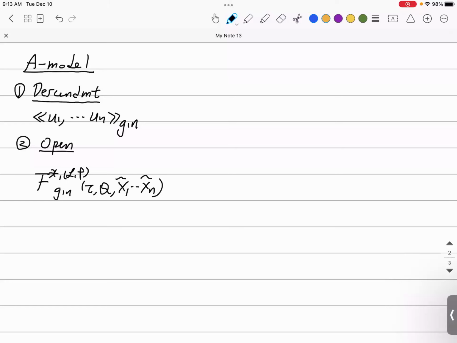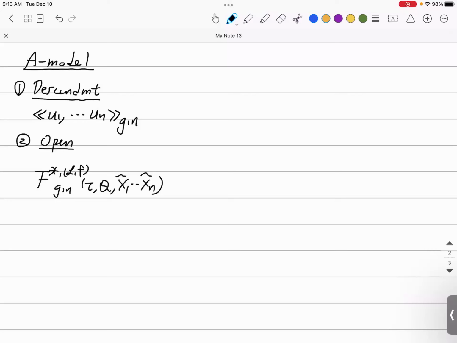We will define this generating function precisely. And finally, for the descendant, there's something called epsilon_1 to epsilon_n in K-plus. We will define this so-called K-theory.